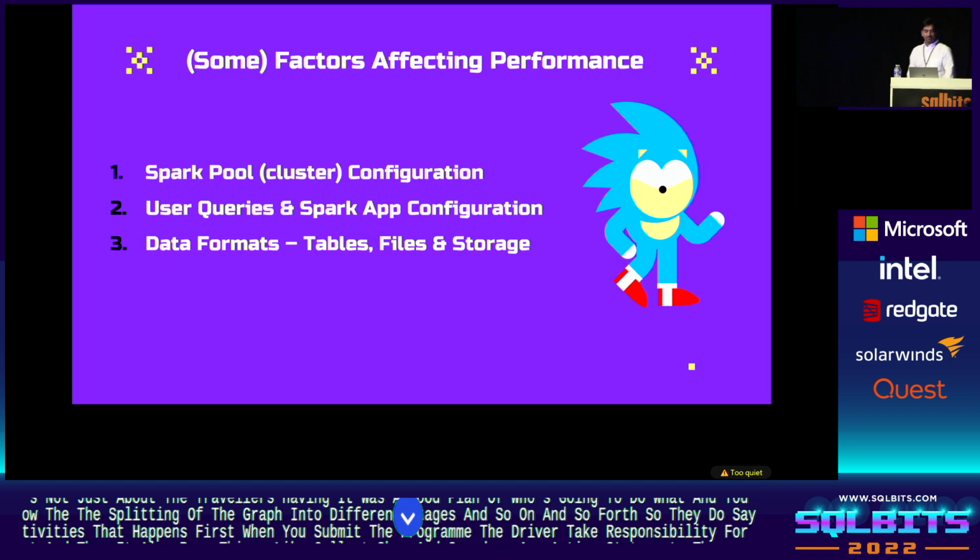Moving forward. OK, so what are the factors affecting performance of your Spark application, or Spark query? So I've split this into three important items. One is the Spark pool configuration, which is basically the machine on which you're running that application. Number 2 is user queries. So how have you written your query? And what are the configurations that you've added to that query? And then lastly, what are the different file formats and storage? So it's basic housekeeping as well, isn't it? So you want to make sure that you have structured your table in such a way that it is efficient to read and write to it, right? So that's basically the focus of this talk.